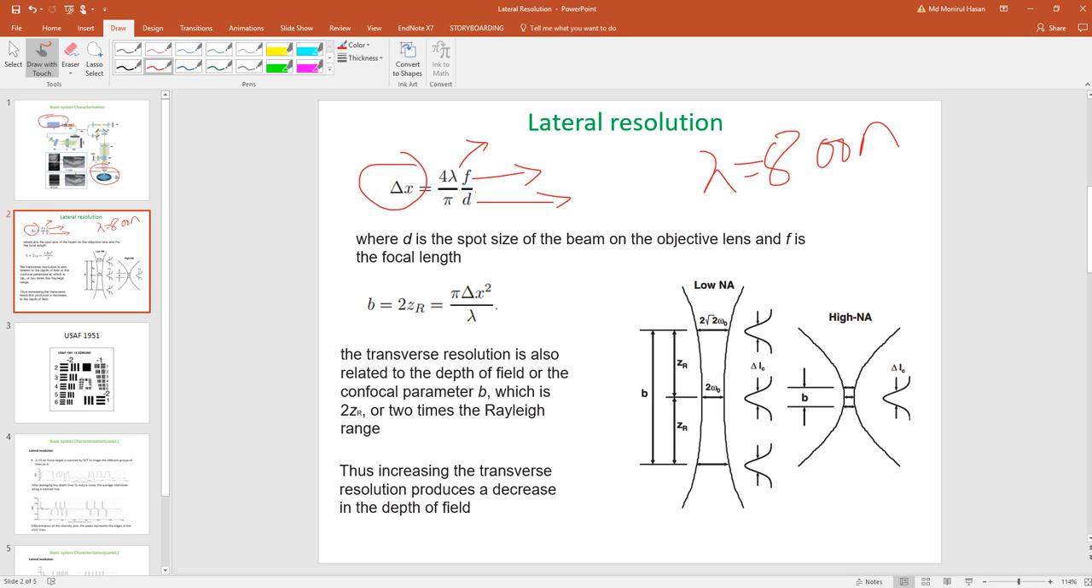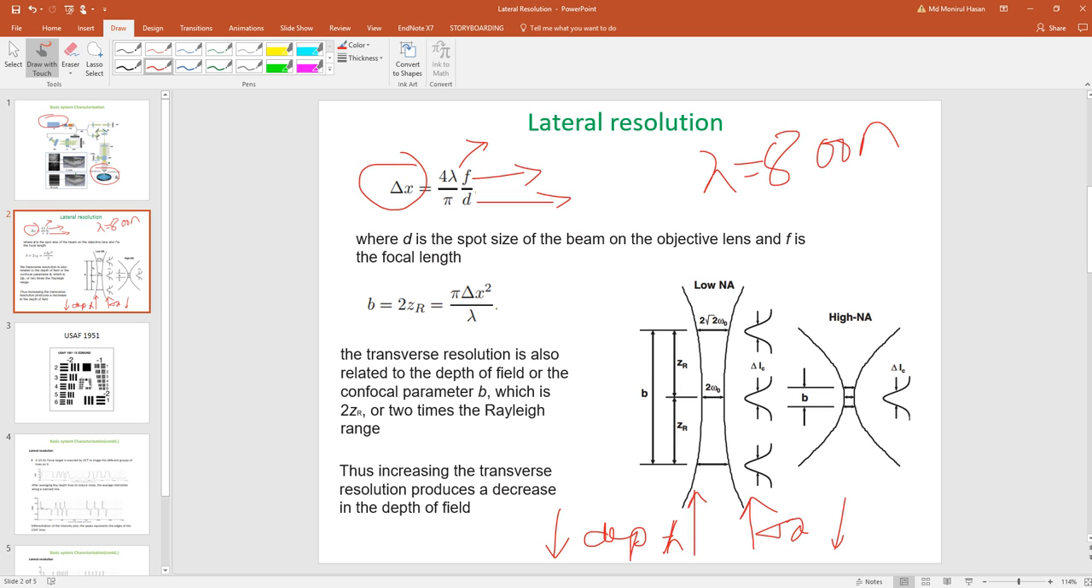One thing I want to talk about is that there is a relation between the lateral resolution and depth of focus. Actually, there is a trade-off between them. If you want a high depth, then lateral resolution will be low, and vice versa. If depth is low, then we can have a higher lateral resolution.